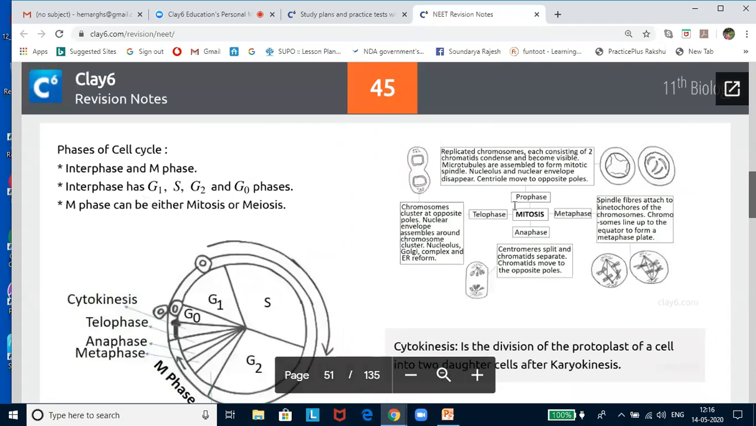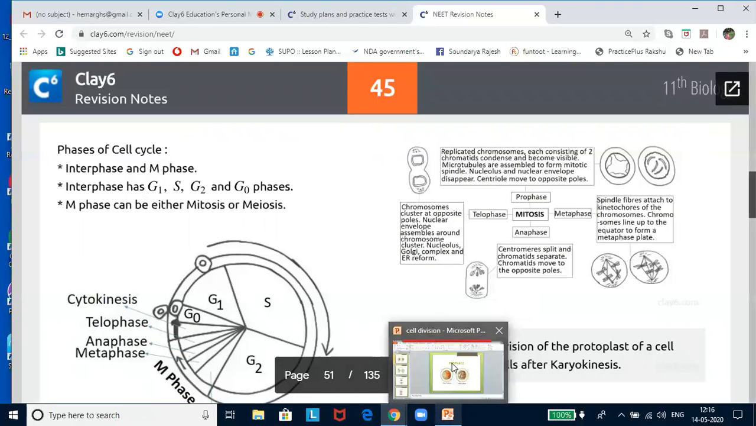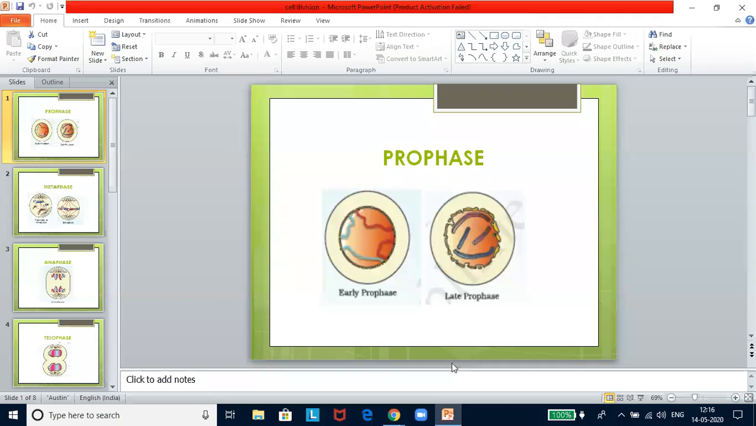Now, what are the different phases of mitosis? Prophase, metaphase, anaphase, and telophase. The key points have been captured in the form of this organizer along with the diagrams. But now let me take you into the concept so that you are able to understand slightly better.